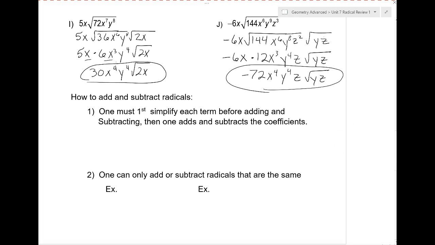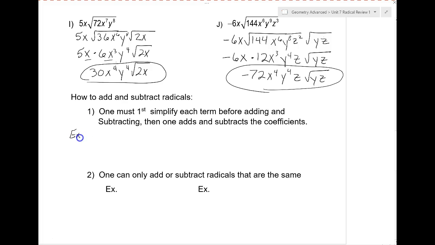But now we're going to go on to this using what we just did, and we're going to add and subtract radicals now. All right, so to add or subtract radicals, the number one thing you must know is you must first simplify each term before adding or subtracting, and then one adds and subtracts the coefficients, not the numbers underneath the radicals.